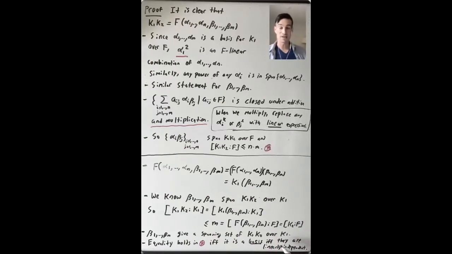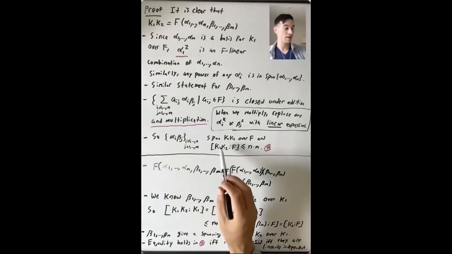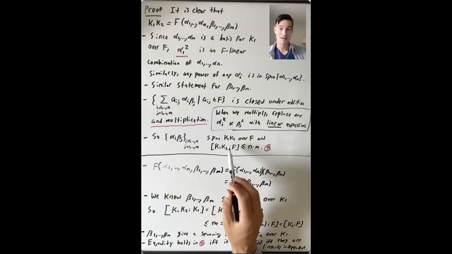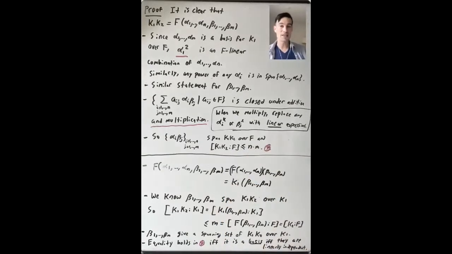So this completes the proof of this proposition that tells us something about the degree of the composite of two fields, but it's actually telling us more than that, because it's telling us something about if you have a basis for your first field as a vector space over F and a basis for your second field as a vector space over F, then at least you get a spanning set for the composite as a vector space over F. And it's telling you something about how to think about whether or not that spanning set is actually a basis.